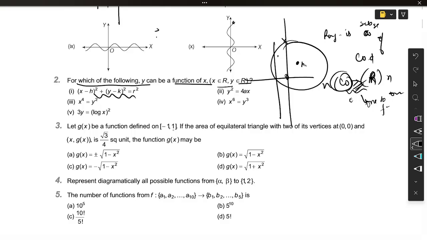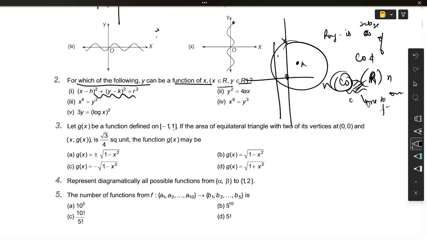Then we are considering x power 4 equal to y square, right? Then we just take the value of y, so x power 4 to the power 1 by 2 is equal to y, which gives us x square equal to y. So it is a function. y equals x square is a function, as we can see if we draw the graph of this.